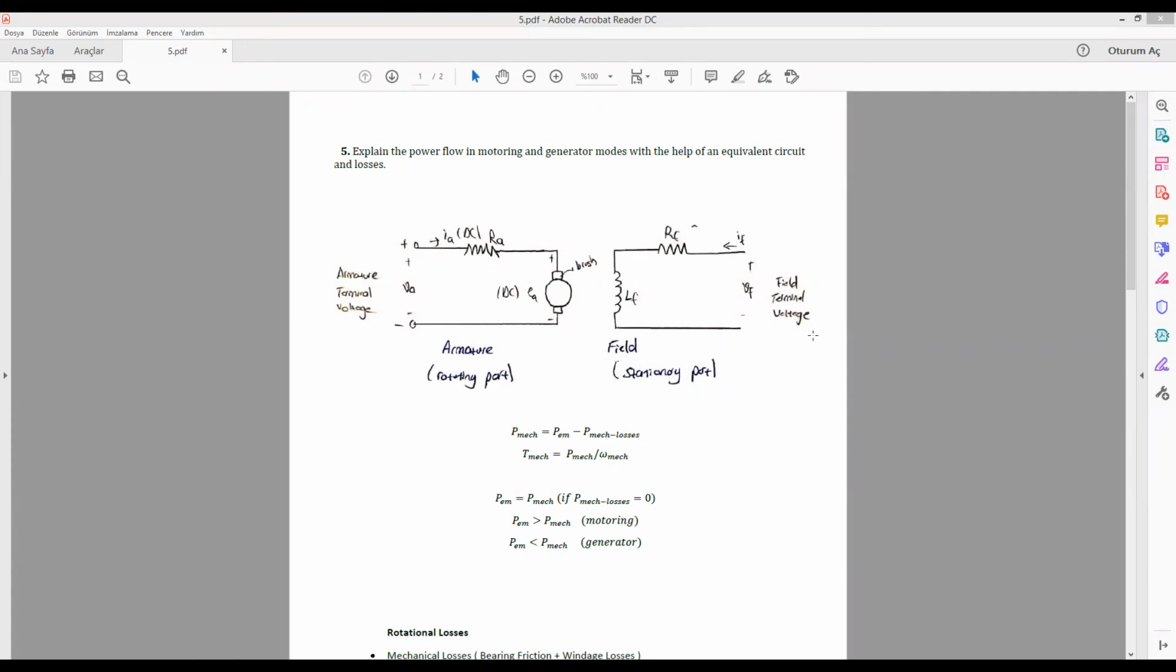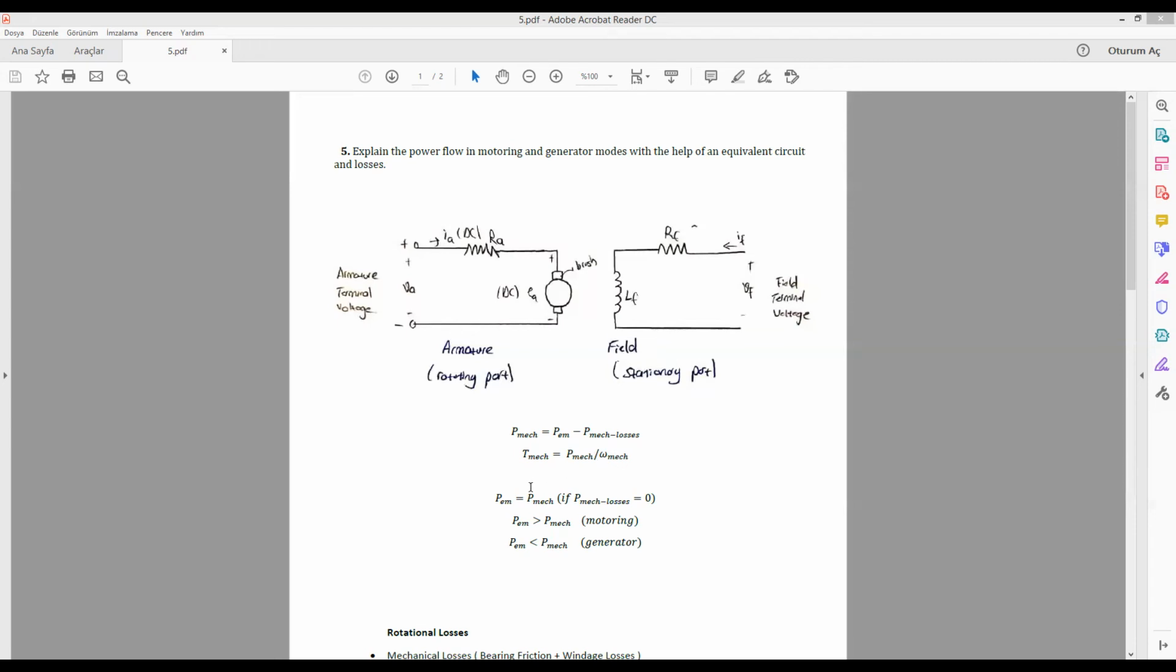In the last question, we examined the power flow in generator and motor modes by using the equivalent circuit model. To obtain the output mechanical power in motor operation, we must subtract the mechanical losses from the electromagnetically generated power PEM. As you can see, P mechanical is equal to PEM minus P mechanical losses, and mechanical torque is equal to mechanical power divided by rotating speed omega mechanical.